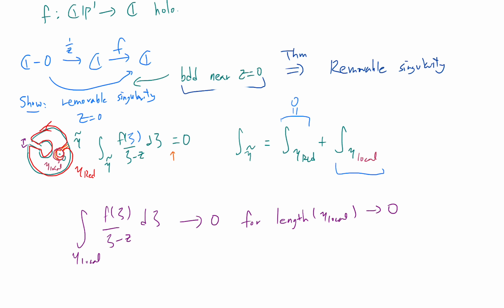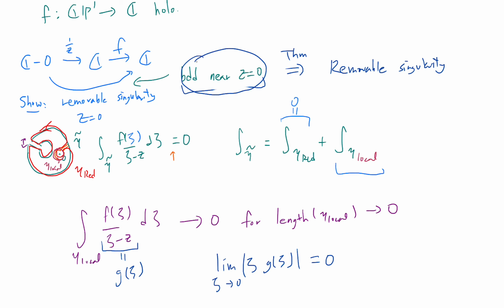And one way to think about this is that if you let this be g of zeta, then we see that limit as zeta goes to 0 of zeta times g of zeta, let's take the absolute value here as well, is equal to 0. And the reason for this is exactly the fact that we have this boundedness condition near z equals to 0 for f. So when I multiply by zeta here by doing zeta times g of zeta, then the numerator is going to go to 0 and the denominator is staying away from 0. So we do in fact have this.